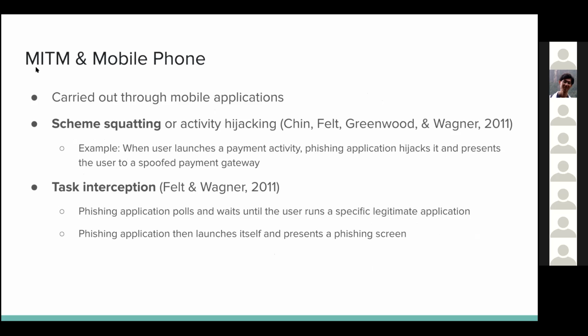And man in the middle and mobile phone explains how mobile phones can be used to carry out man-in-the-middle attacks. There are usually two ways of doing this. One is scheme squatting, when someone listens for activities that happen, and then when the activity happens, the phishing application will hijack it and redirect the user. The second one is listening to tasks. So the phishing application polls and waits until the user runs a specific application, and then the phishing application will launch itself and present a screen.